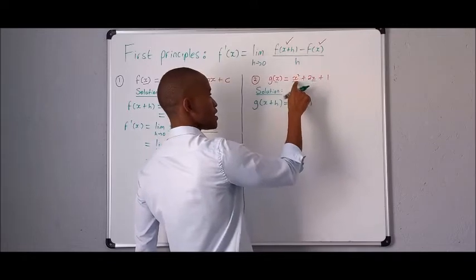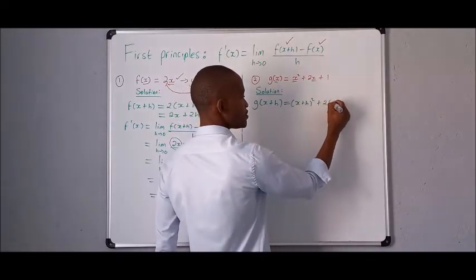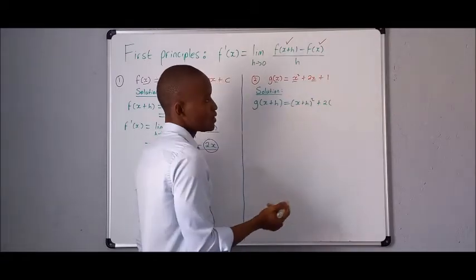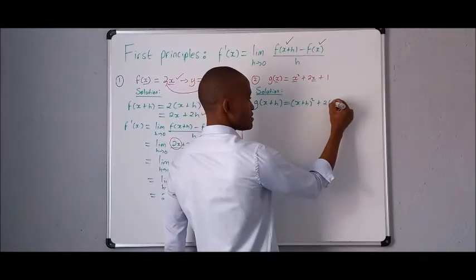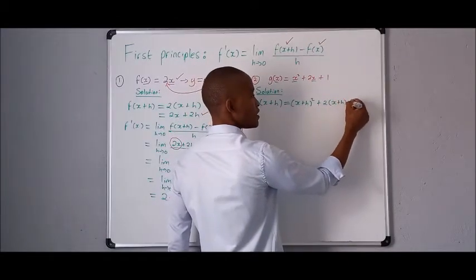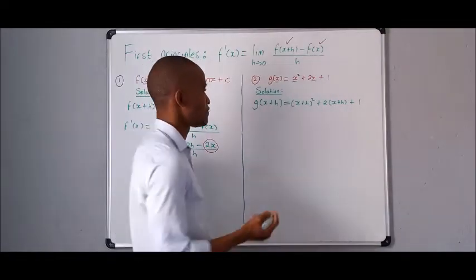What are we doing to this x? There's a square there, so we square this one. Plus 2 times, what are we doing there? Really the coefficient, or actually the exponent is 1. So we leave it as it is. We don't change the meaning of the function. We are just making a substitution here into the function.